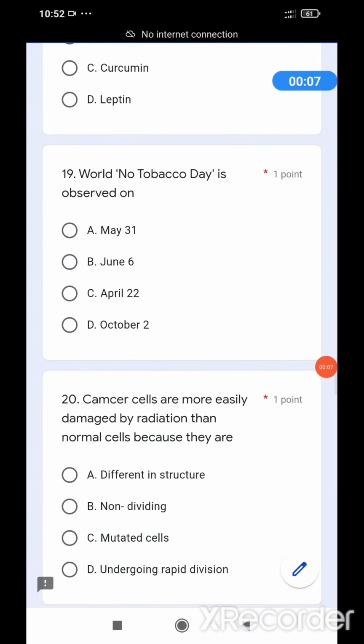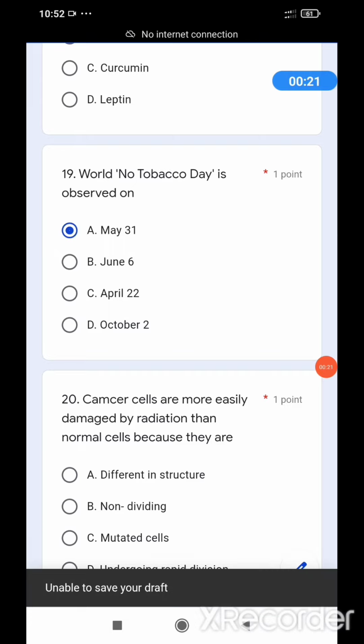19. World No Tobacco Day is observed on May 31st.